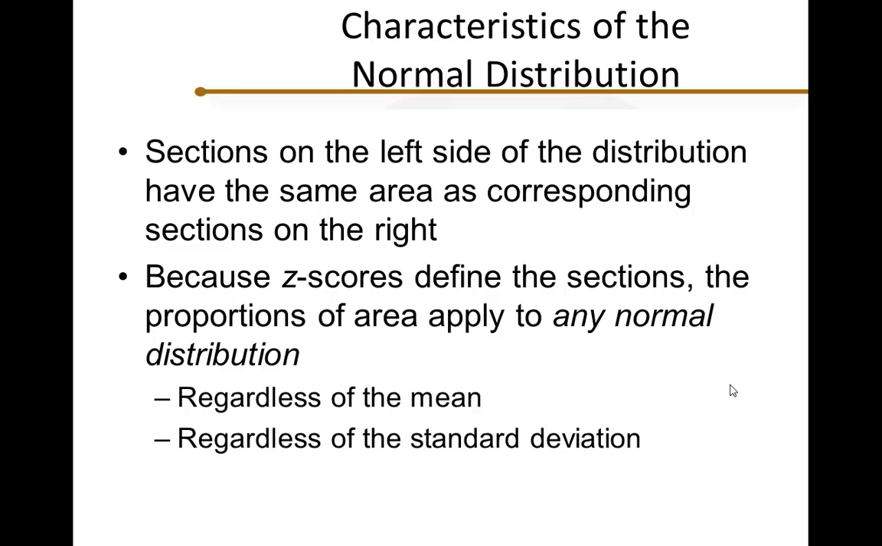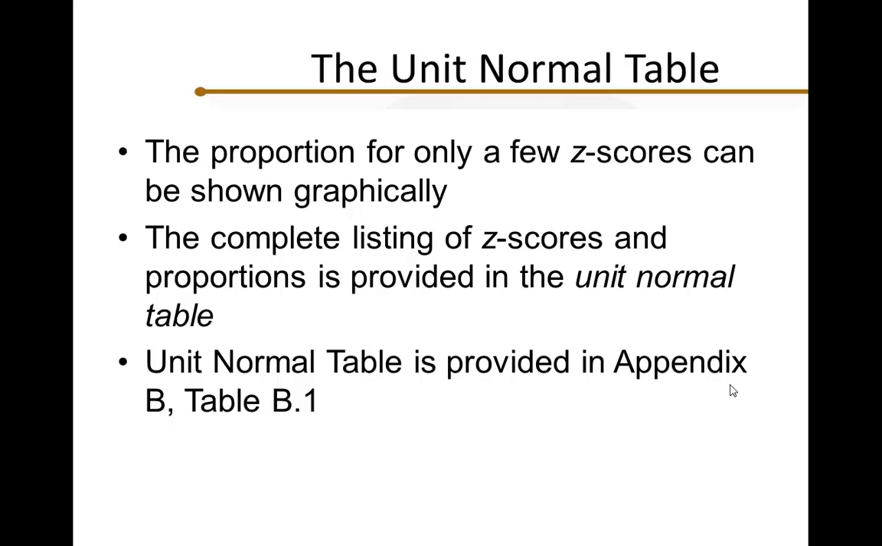Okay. So, characteristics of a normal distribution: sections on the left side of the distribution have the same area as the corresponding sections on the right. And because z-scores define the sections, the proportions of the area apply to any normal distribution, regardless of the mean, regardless of the standard deviation. And I hope you can see that's why a z-score is so important, because we don't have to know the mean, we don't have to know the standard deviation. We can figure out the percentage just based on that information.